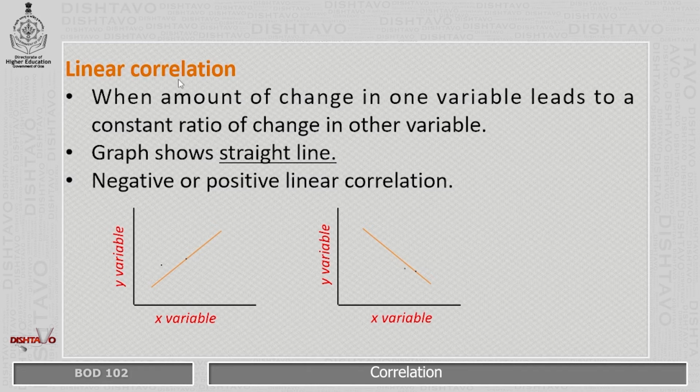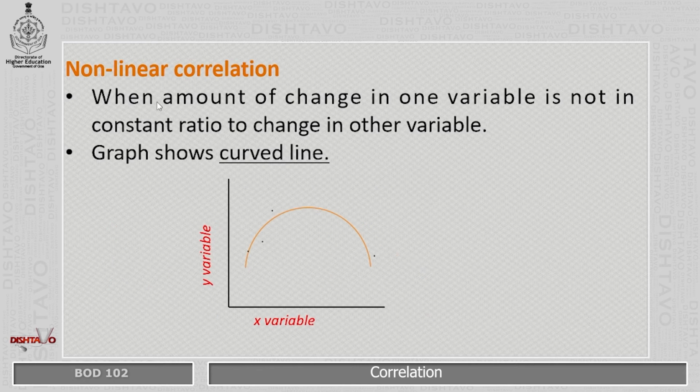Linear correlation is when the amount of change in one variable leads to a constant ratio of change in the other variable. The graph shows a straight line, and it shows negative or positive linear correlation. Here this is the positive correlation and this is the negative correlation. In case of non-linear correlation, the amount of change in one variable is not in constant ratio to the change in the other variable. Here the graph shows a curved line, as you can see.